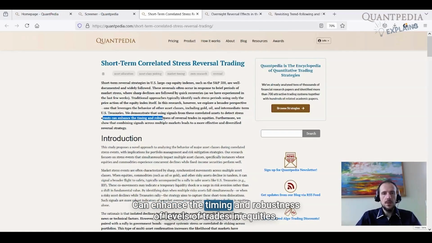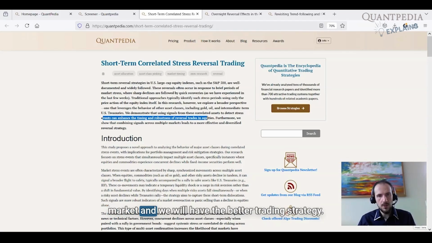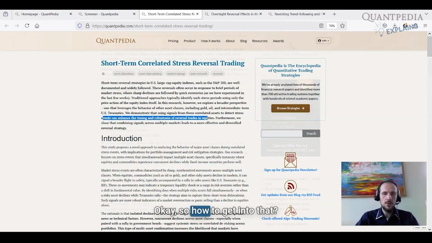can enhance the timing and robustness of reversal trades in equities. So what does it mean? That we can use other assets, not just the equities, and time the equity market, and we will have a better trading strategy. Okay, so how to get into that?